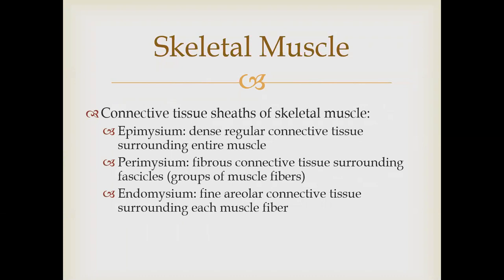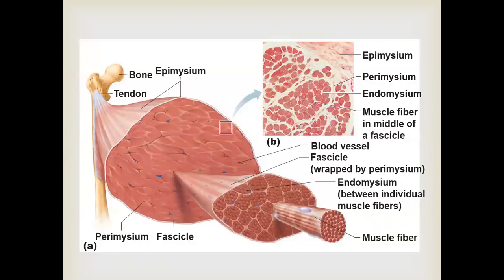So A is epimysium, which is a dense, regular connective tissue that surrounds an entire muscle. The perimysium is a type of fibrous connective tissue. It actually surrounds just the fascicles or just a group of muscle fibers. And then finally, C, the endomysium, is composed of a thin or fine areolar connective tissue, and it surrounds each muscle fiber individually.